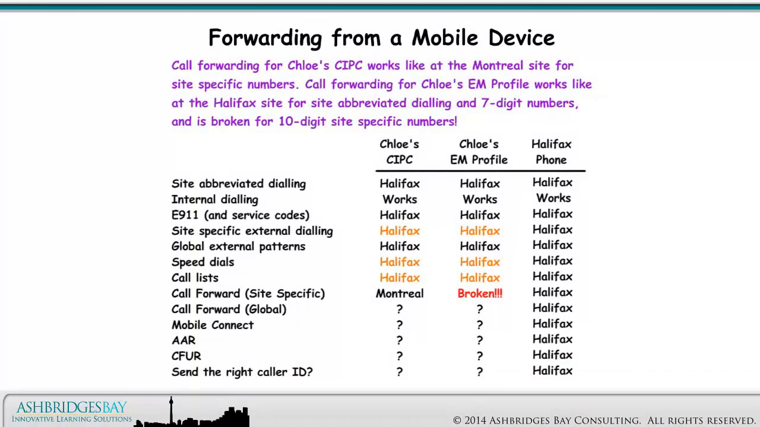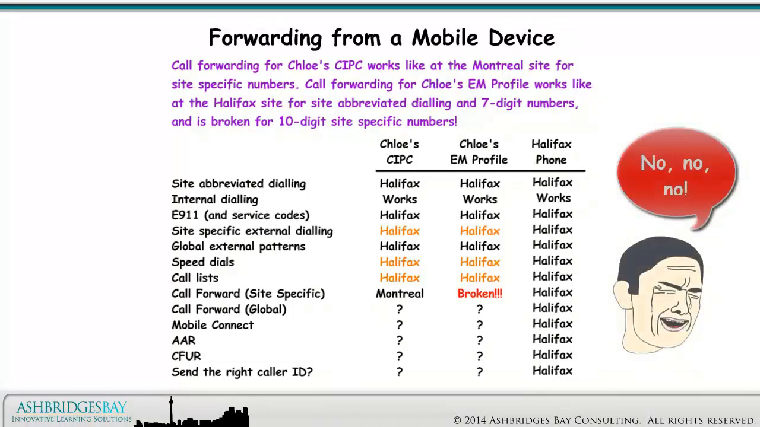Call forwarding for Chloe's CIPC works like at the Montreal site for site-specific numbers. Call forwarding for Chloe's EM profile works like at the Halifax site for site-abbreviated dialing and 7-digit numbers, and is broken for 10-digit site-specific numbers.